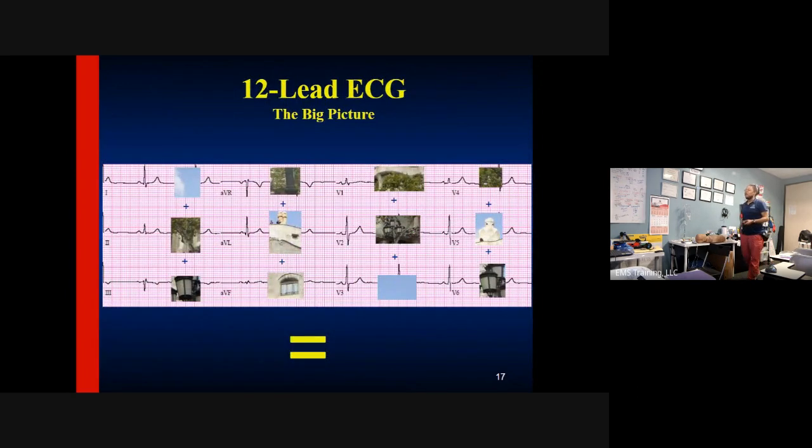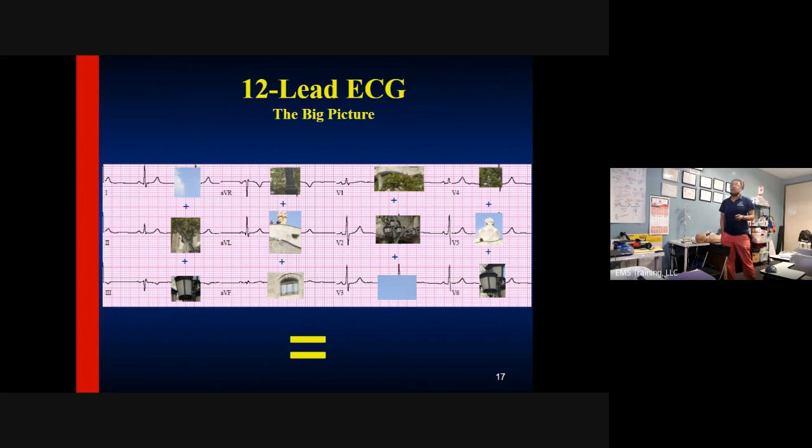And our 12 lead gives a bigger picture of the heart. So with your 12 lead, you have leads 1, 2, and 3, as well as precordial leads, which is 1, 2, 3, 4, 5, and 6, and augmented leads, which is AVR, AVL, AVF. All right. We talk about AVR. AVR is augmented right lead. That should always be upside down.